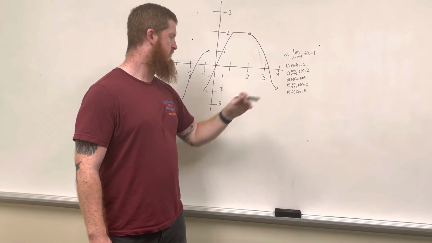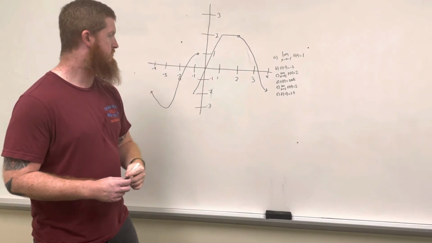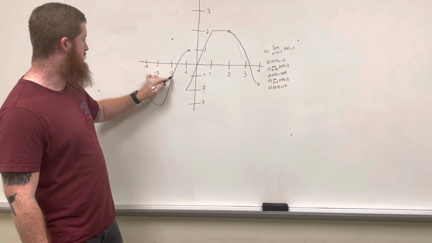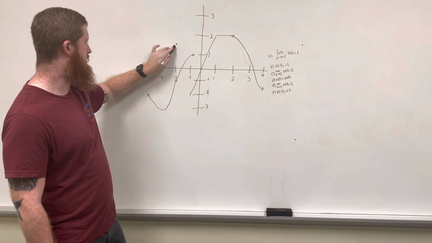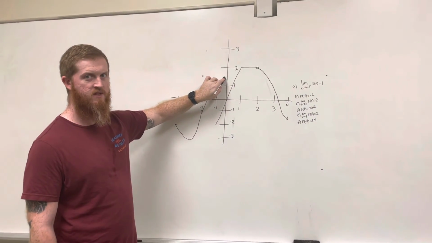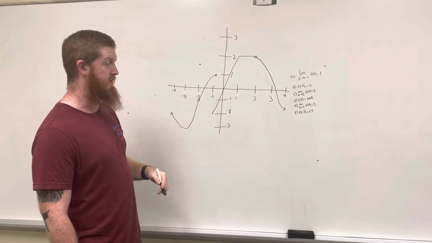For F, we're looking at f of -2. So we come over here to -2. We see that we have a hole here and we have a closed circle here. So we're going to use the closed circle, which is at the point 1.5 on the y-axis. So the answer is 1.5.